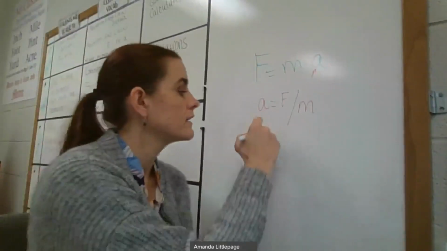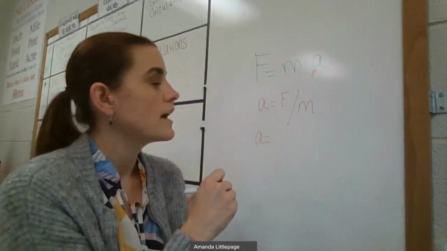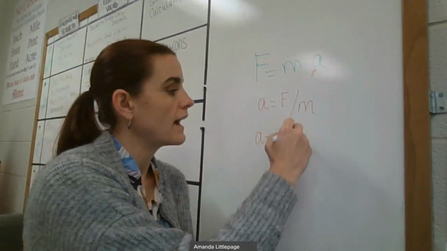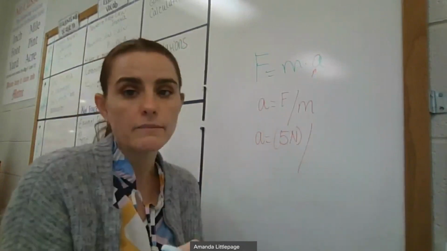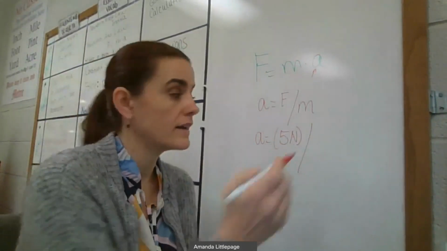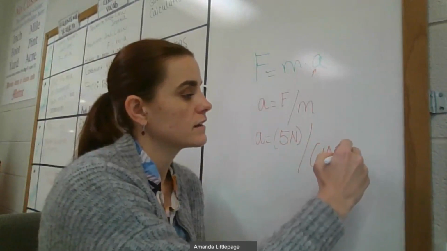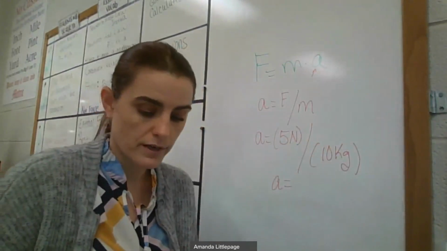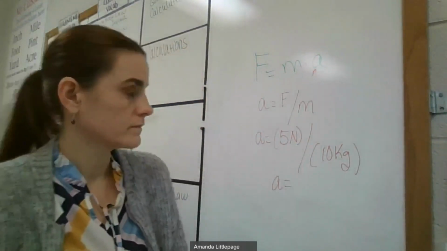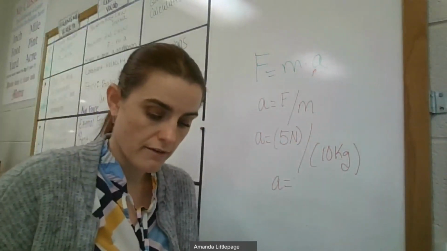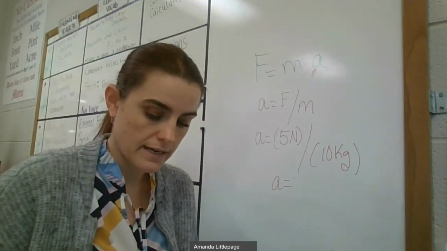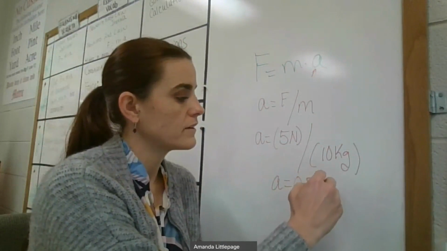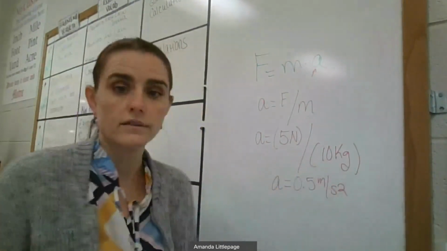And now we're just going to do the same thing. We're going to plug it in. So A is equal to F, which is the force. And in our problem, the force is 5 newtons divided by the mass of the sled, which is 10 kilograms. Calculate that. Let's see what we come up with. So you should have 5 divided by 10, 0.5 meters per second squared.